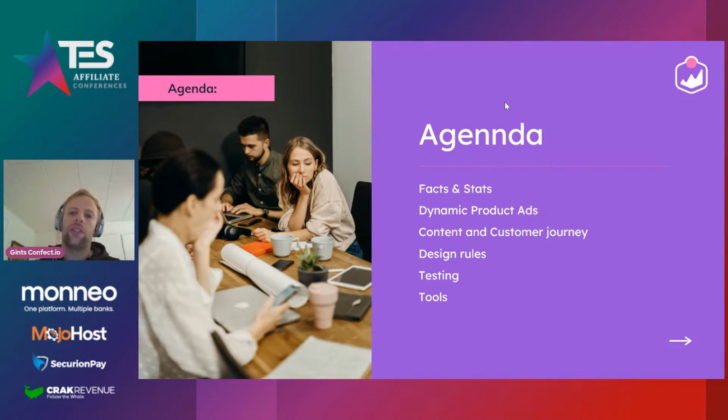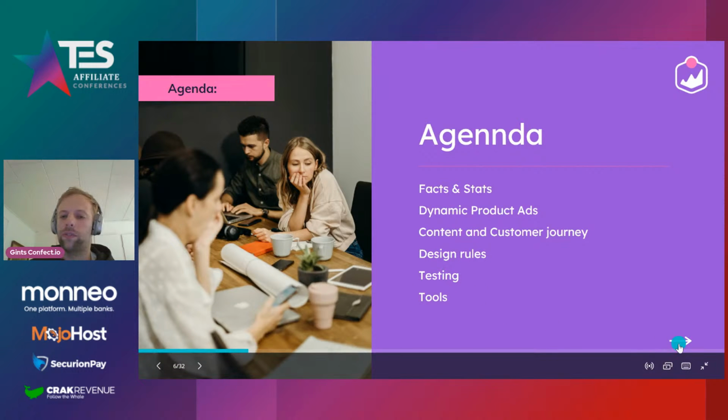In this short presentation, I plan to go through some facts and statistics about what is a good visual, what sells and why it sells, and then how we can tie that together with the product ads. Next, following up with the content and customer journey. Where do we use these visuals? What place in the customer journey do we need to have our customers to sell them what they want? A bit of design rules, a bit of testing, and a bit of tools.